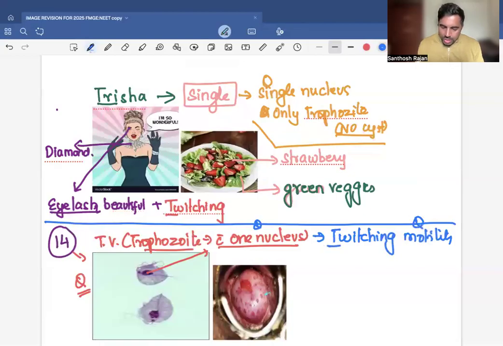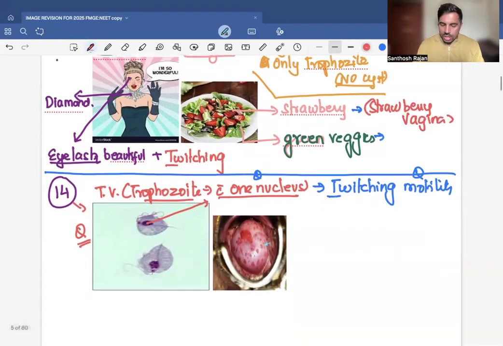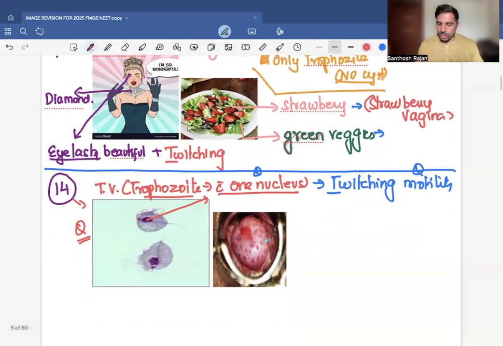So why did I put strawberry in this? Because clinically you will have strawberry vagina, what you're seeing in the picture down here. Now you know other strawberries. I'm not going to ask. Strawberry nose is your Rhinosporidium seeberi, right? Strawberry tongue is scarlet fever and also Kawasaki disease. That's out of our topic now, so we are just going to twitching motility.